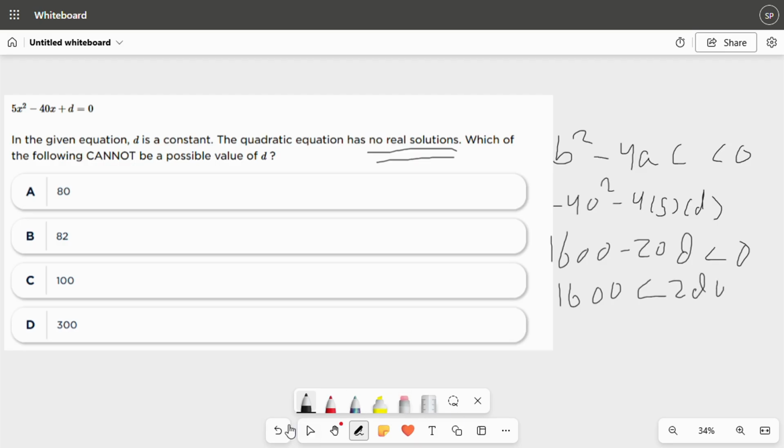Oh wait, sorry. 20D. And we can divide by 20 on both sides. So that means that 80 is less than D. So the only possible answer we could have is A, which is 80.